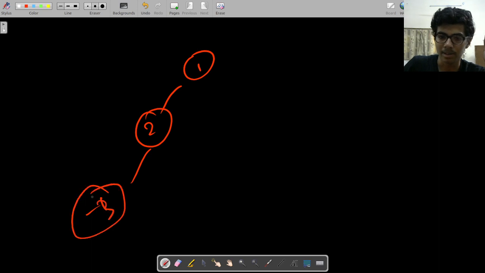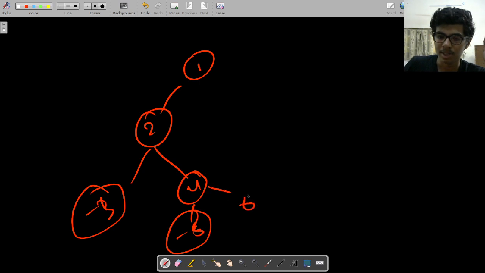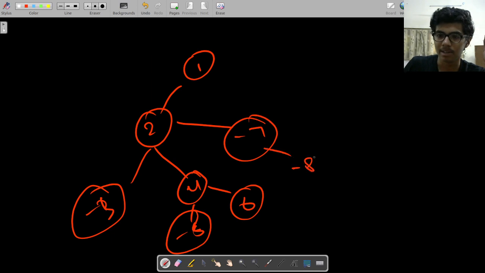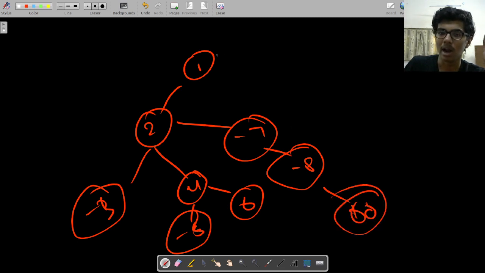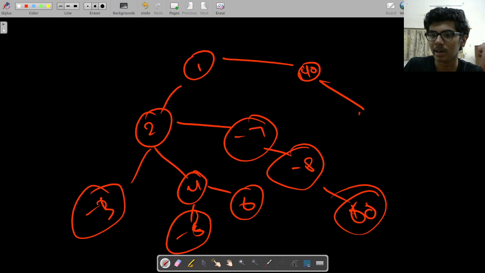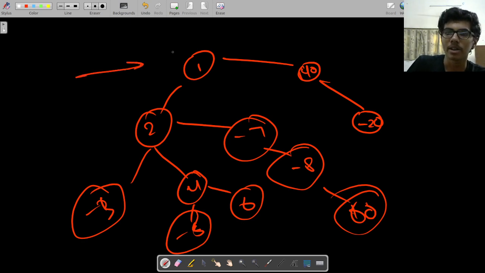So let us take some other example also. We have, for example, 1, 2, minus 3, 4, minus 5, 6. Okay, and we have minus 7, minus 8, and 60. And at the root node I have 40. Okay, so I have this, and here also I have a node which is delivering me minus 20. So I will start from here, the root node.